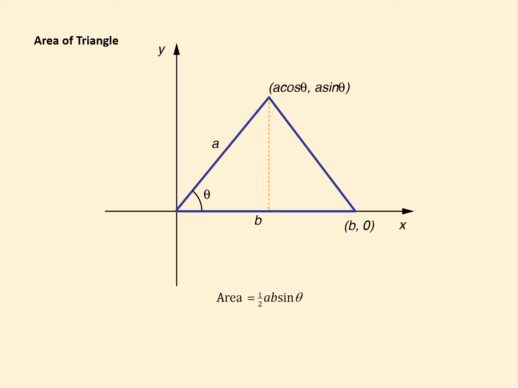Here we have a triangle with one corner at the origin, the next corner on the x-axis at (b, 0), and it follows from the trigonometry that the third corner is at (a cos theta, a sine theta). And we can apply the rule to find the area of this triangle. It must be half the area of the parallelogram, and so it is half b times a times sine theta, or half ab sine theta.